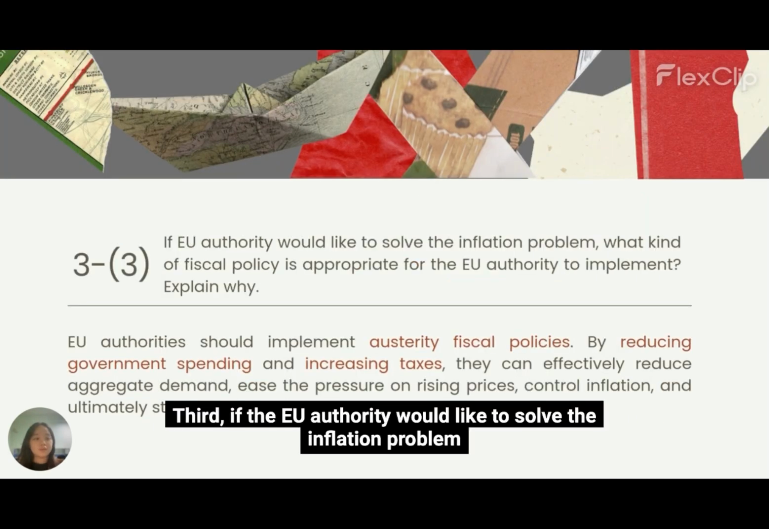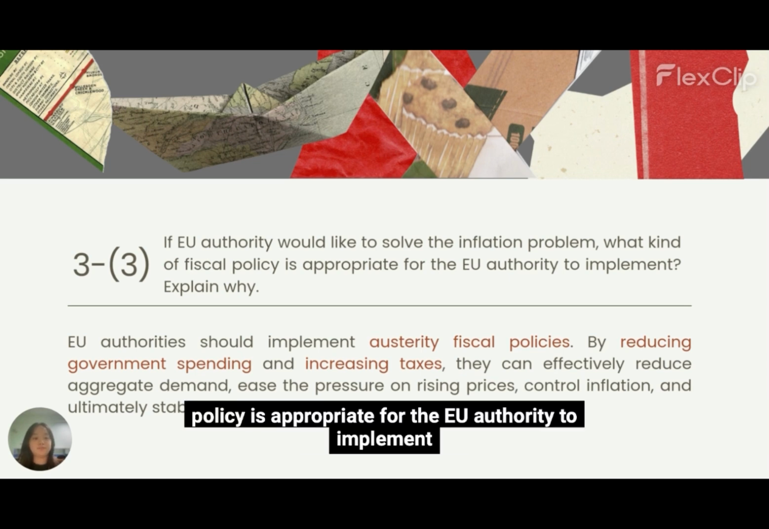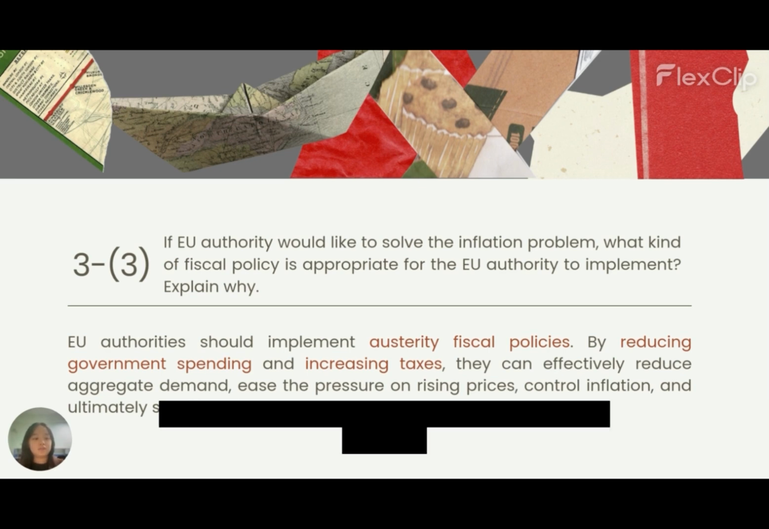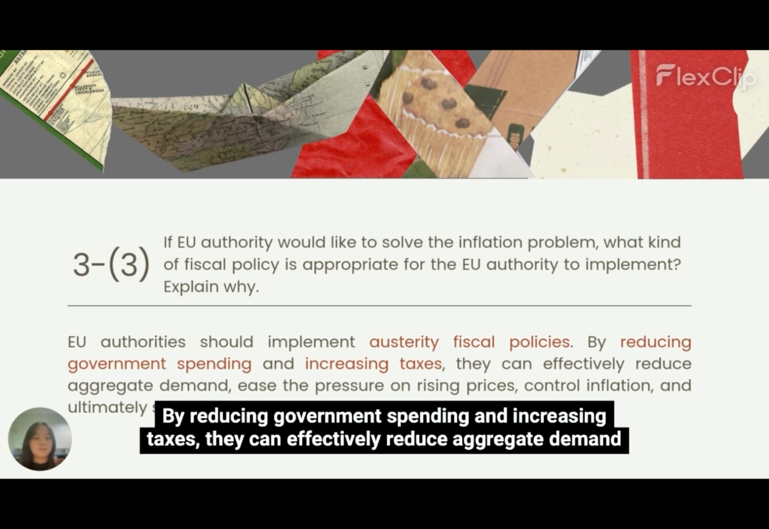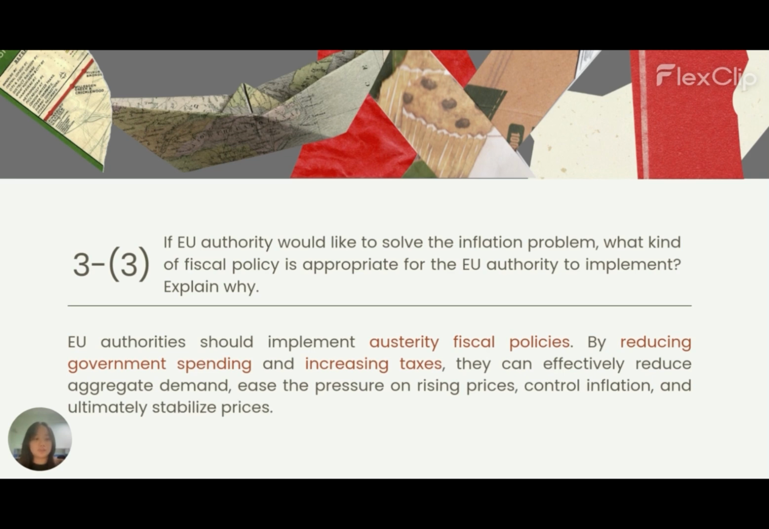Third, if EU authorities would like to solve the inflation problem, what kind of fiscal policy is appropriate for the EU authorities to implement? EU authorities should implement austerity fiscal policies. By reducing government spending and increasing taxes, they can effectively reduce aggregate demand, ease the pressure on rising prices, control inflation, and ultimately stabilize prices.